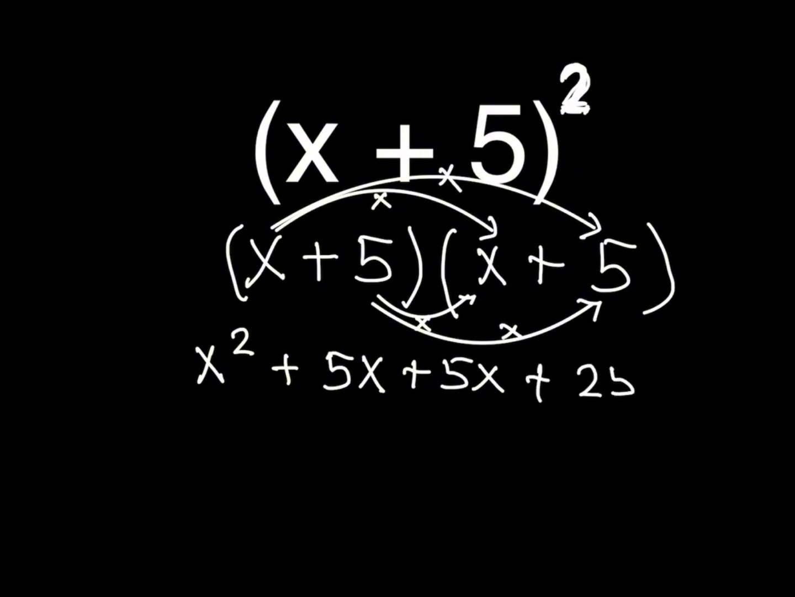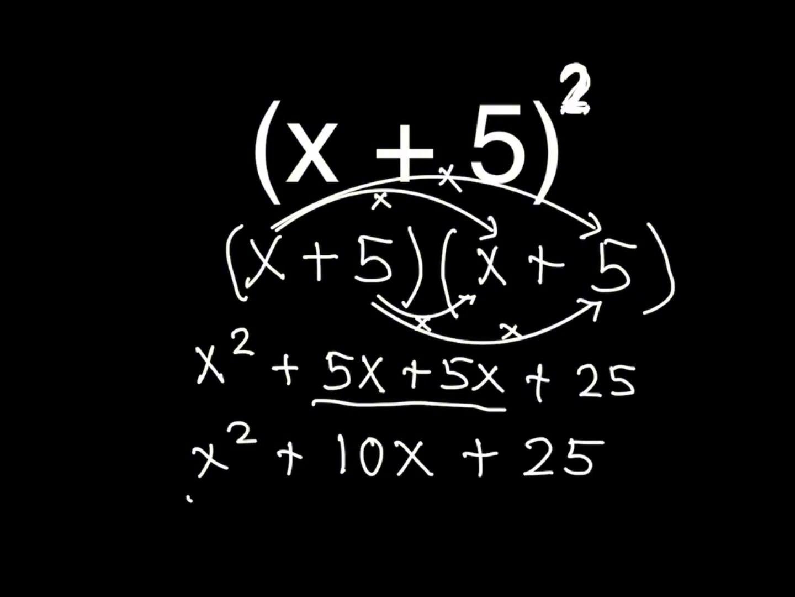Then after that, you have to simplify the common terms, which are 5x and 5x. So all in all, it is x² + 10x + 25. So that's the expansion of the expression (x + 5)².